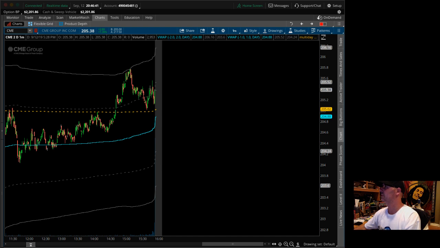CME, right to support. I wouldn't buy it until it goes back above 213. Or, let's see, 3 months. Yeah, what is this? I don't know. I never looked at this. I haven't looked at this stock in years. Wow. Did pretty well.